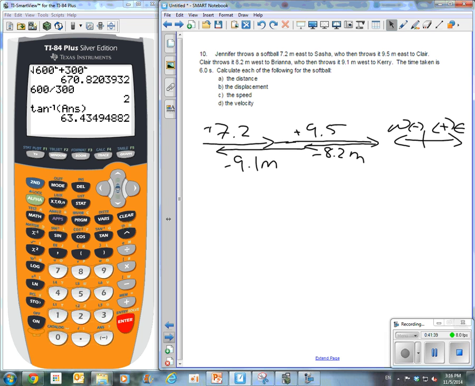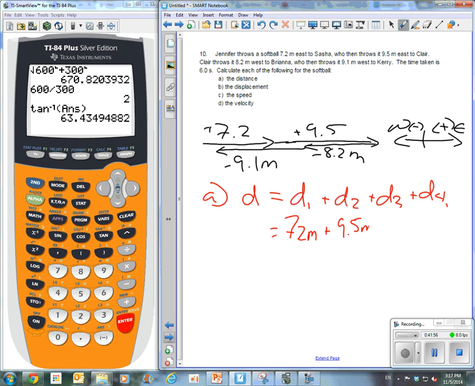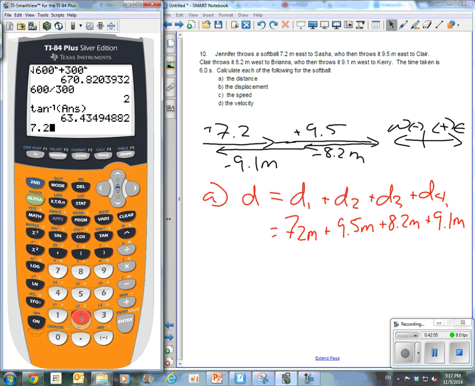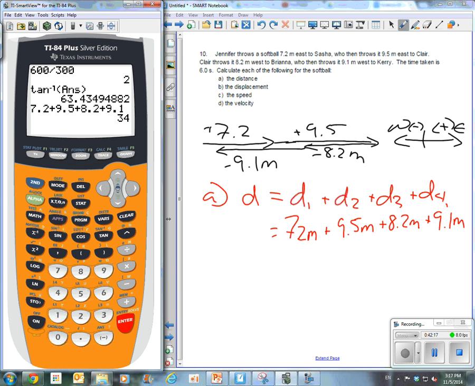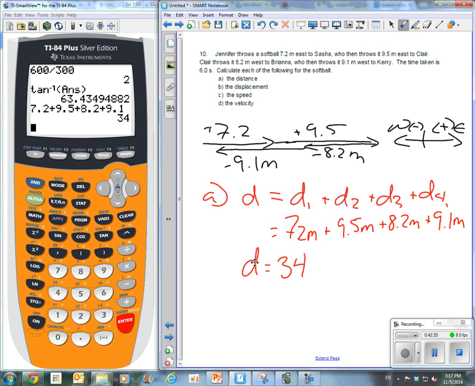So before that, though, the question A is asking me just for the distance traveled. So that's going to be D1 plus D2 plus D3 plus D4 in this particular instance, regardless of direction. So 7.2 meters plus 9.5 meters plus 8.2 meters plus 9.1 meters. So 7.2 plus 9.5 plus 8.2 plus 9.1 gives me a total of 34 meters.